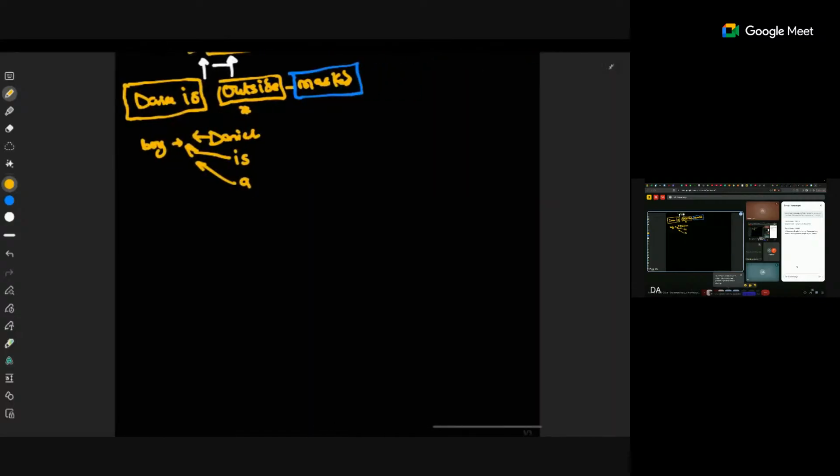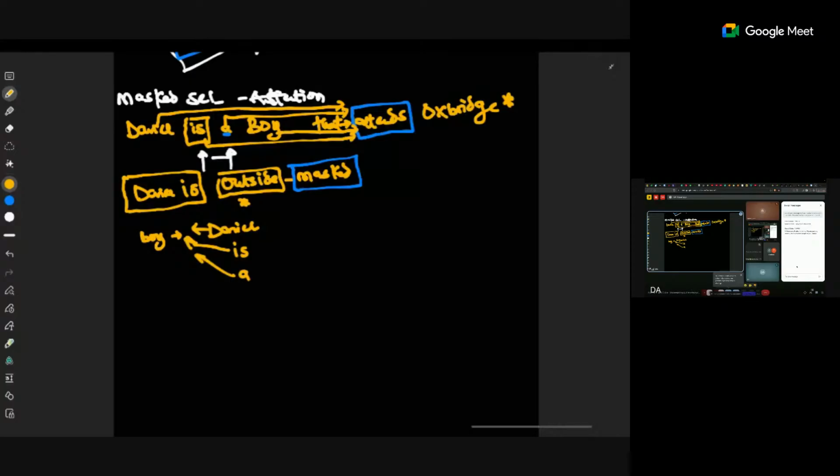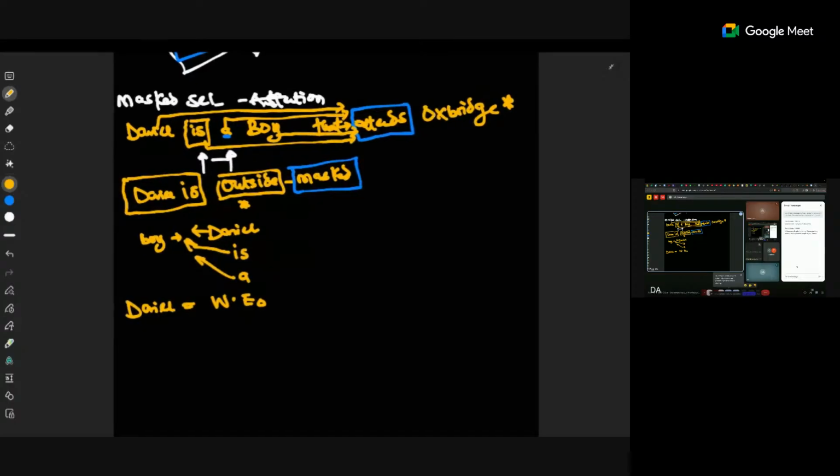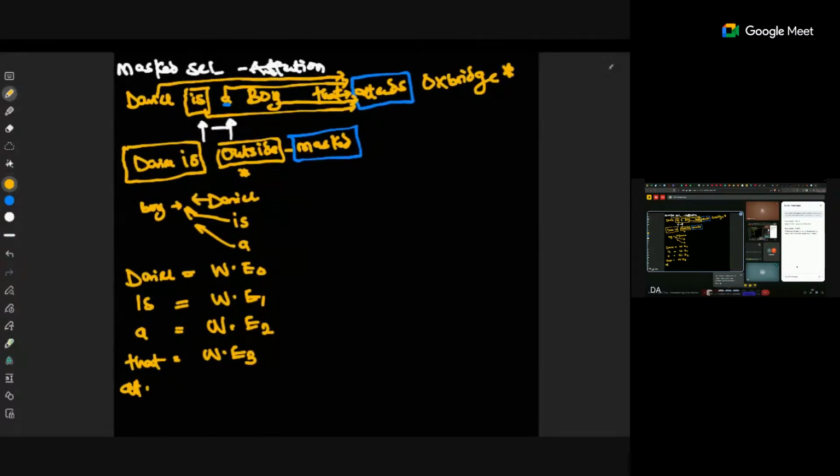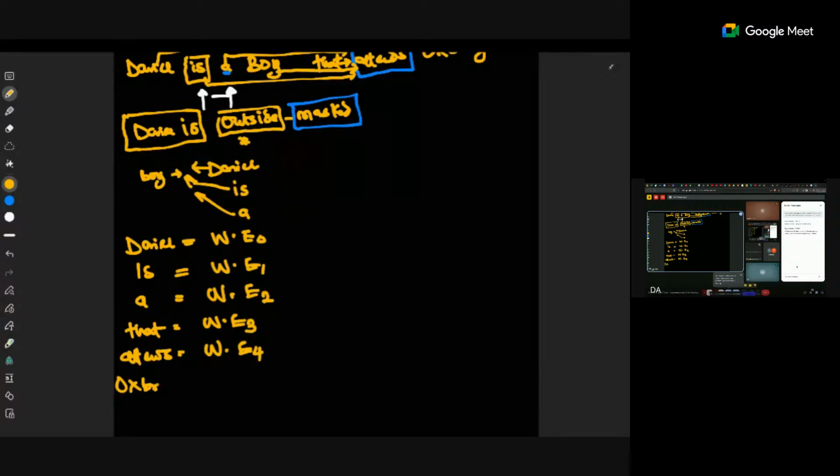So for each word in "Daniel is a boy that attends Oxbridge", Daniel would have what is called word embedding 0. Is would have word embedding 1. A is word embedding 2. Boy is word embedding 3. Attends is word embedding 4. Oxbridge is word embedding 5.